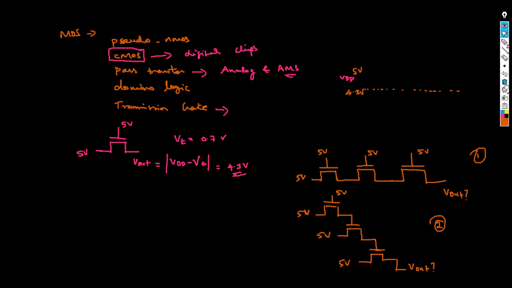Now let's talk about something called CMOS. Remember, when we say CMOS, there are both transistors. So it is basically both PMOS plus NMOS. That is the meaning. And when we talk about CMOS, there is a pull up network and a pull down network.